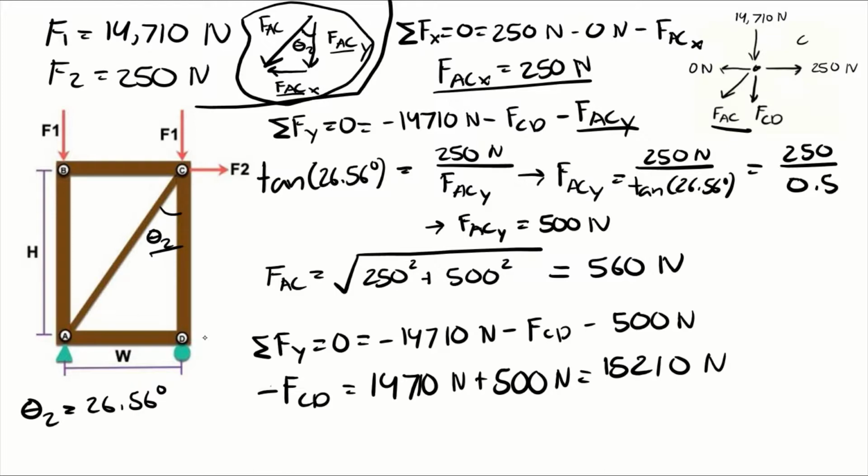And moving the negative sign, F sub CD equals negative 15,210 newtons. And all this negative sign right here means is that I drew my arrow for the force F sub CD the wrong way, and the force should actually be pointing towards joint C, so that force should actually be pushing onto joint C and not pulling away from it.